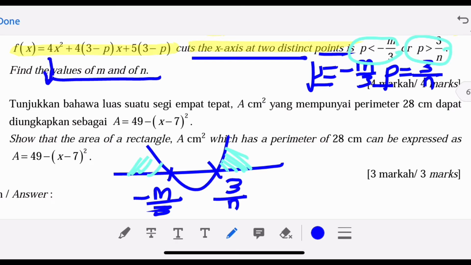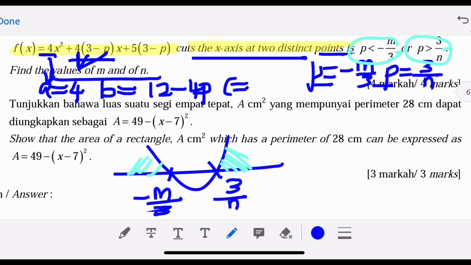The A is 4. We always read the ABC. The B is 12 minus 4P. We expand first, 4 times 3, 4 times negative P. Then C will be 15 minus 5P. This is our ABC.